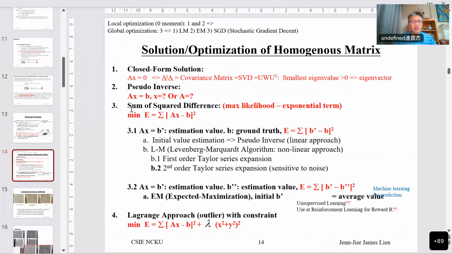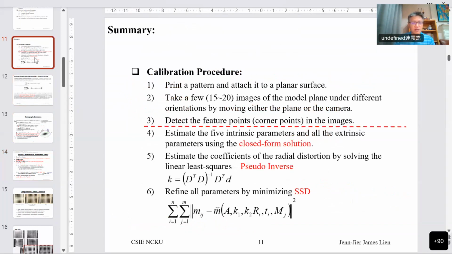Pseudo inverse means you do A prime, A transpose, because we are trying to invert A to get B, but A has no inverse, so we use A transpose. A transpose times A does have an inverse. So we do A transpose times A, and this becomes x equals (A transpose A) inverse times A transpose times b. So in this form, x is the unknown, A is the matrix, and b is the target. This is the pseudo inverse.